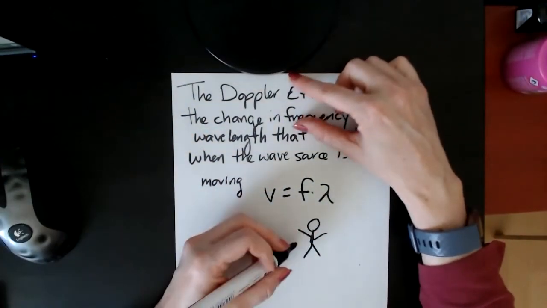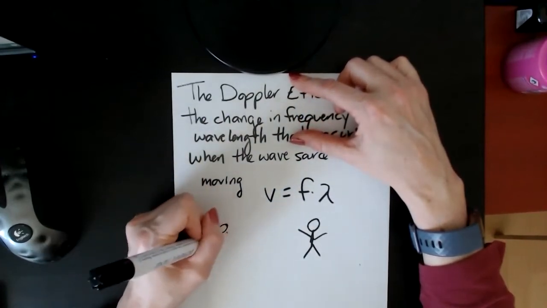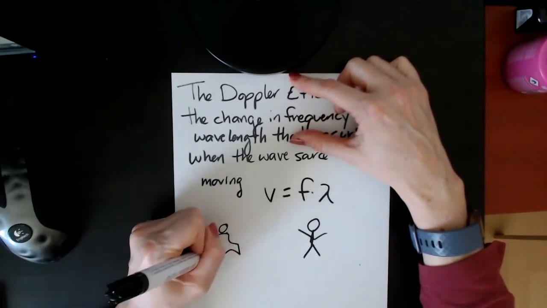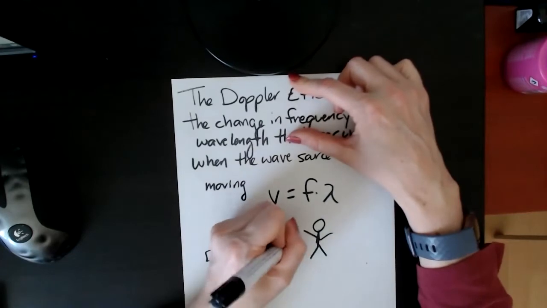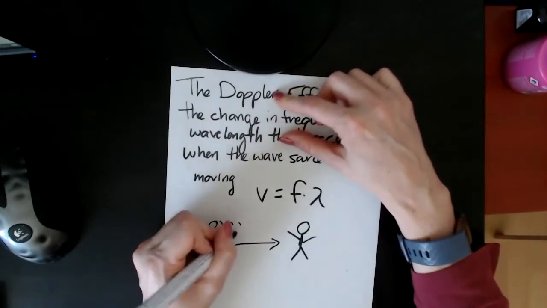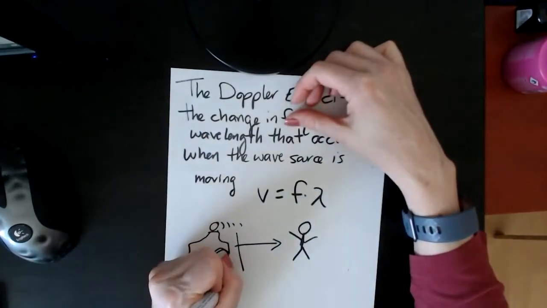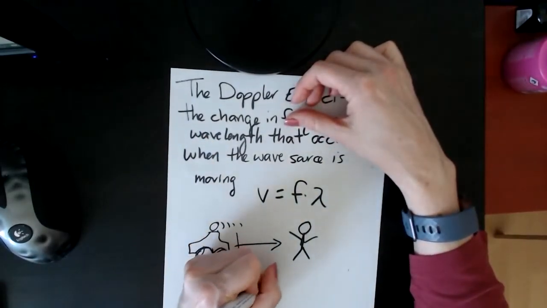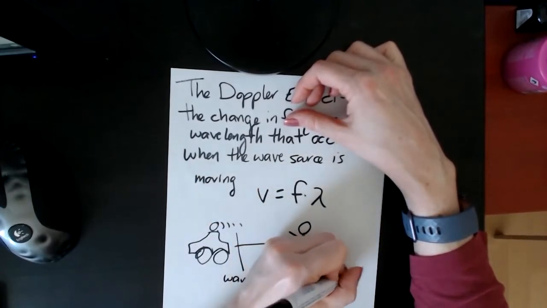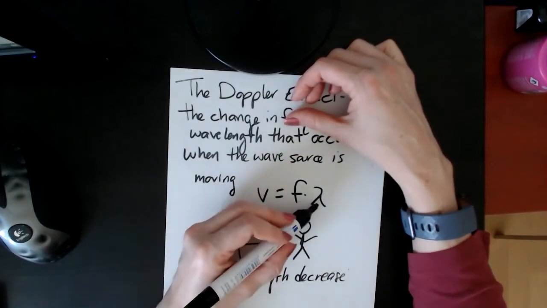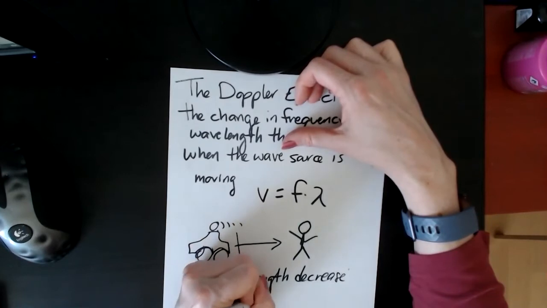So if this is the person standing still, and the object here, I'm not going to make you guys deal with me drawing a car. Oh, apparently I am. Okay, there's a car. All right, if the car is moving towards them, then the idea is that the waves kind of get squished together. All right, and so that's going to cause the wavelength to decrease. And if the wavelength decreases, right, if this goes down, then because this doesn't change, the frequency is going to increase.